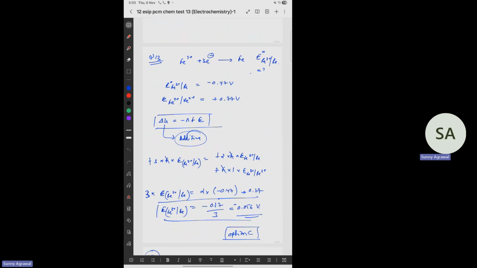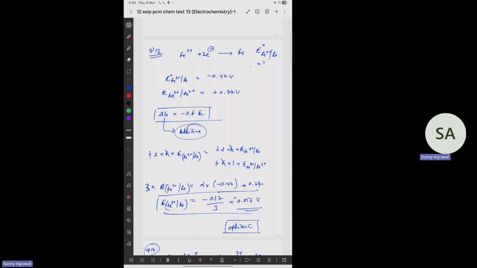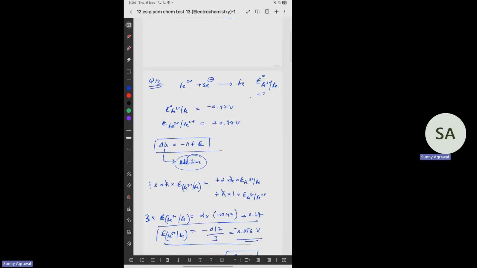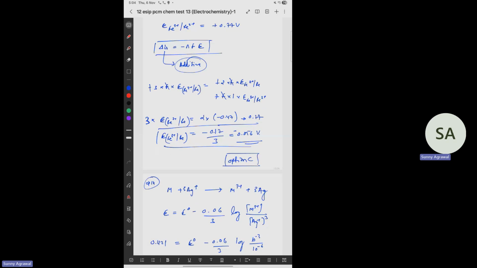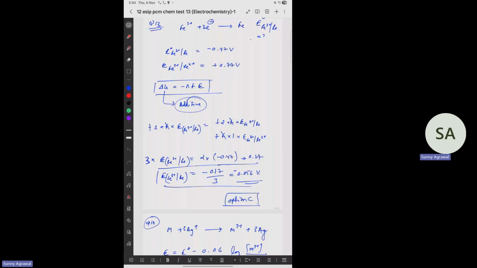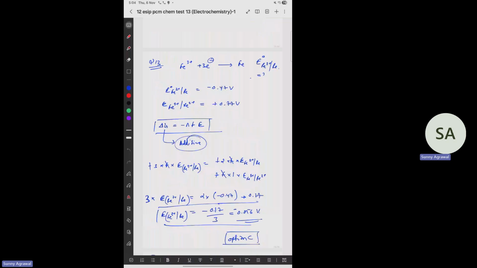And after that, we can add the reactions to get the required outcome. After the outcome is obtained, we can convert that delta G into E naught for the final reaction. Doing that process, we can easily calculate the required answer. By following those steps, the answer obtained is minus 0.056 volt. Option C is the correct answer. You can go through the formula.